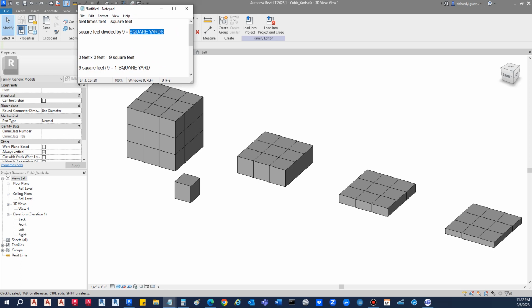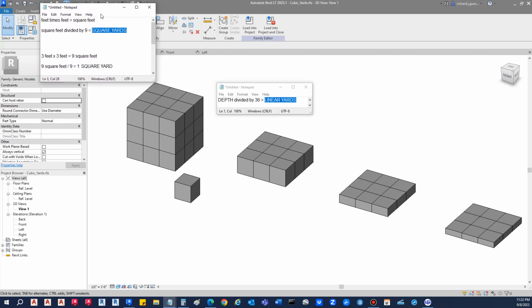Component number two is your linear depth, which you will need in yards. So the best way to do that is to divide by 36. In our cube example here, that is a 36-inch depth. So 36 divided by 36 naturally is 1. You have 1 cubic yard. 1 square yard times 1 linear yard is 1 cubic yard.